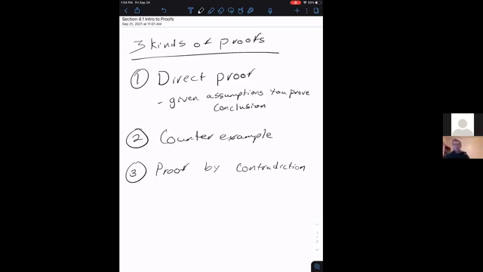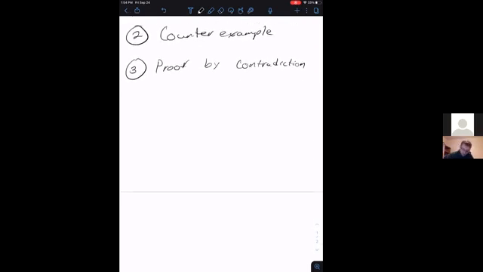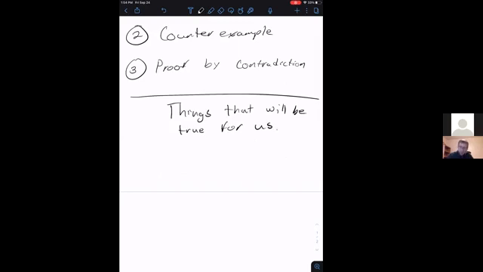Okay, so let's keep going. I'm going to say these are things that will be true for us. They are not always true. And if some of you are math majors, you will learn that this is not always true. I'll just leave it at that.